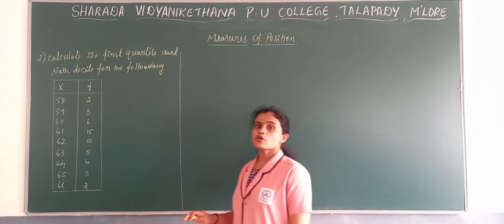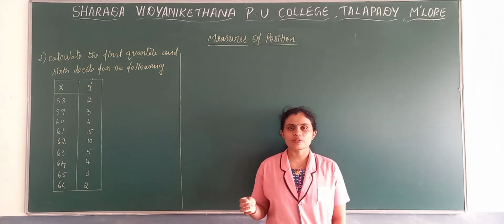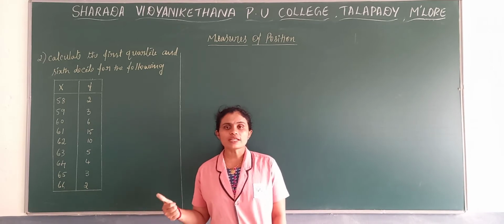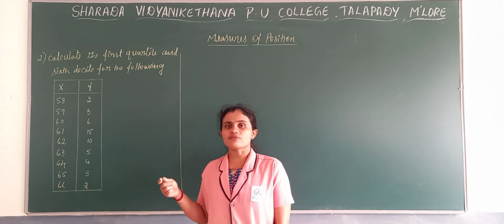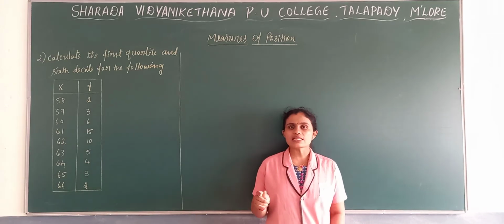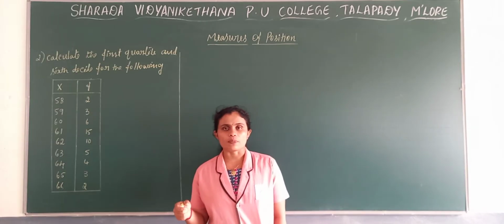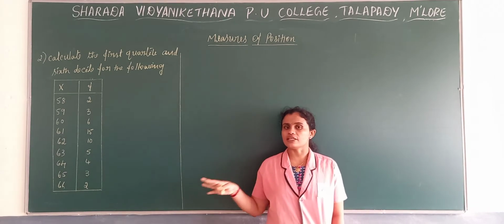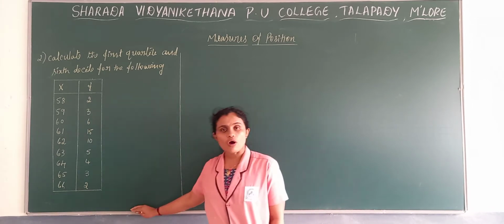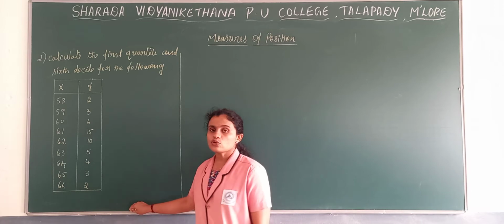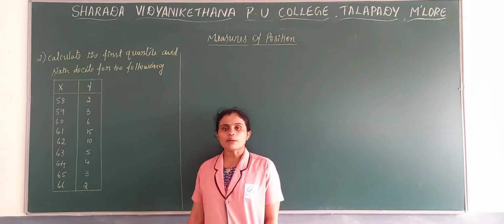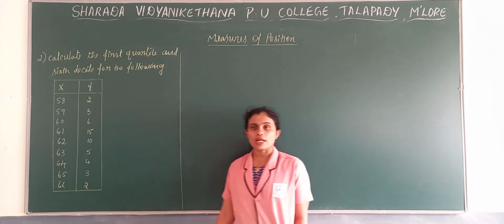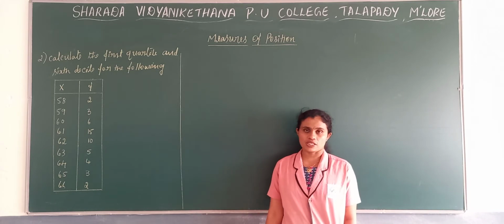What are the different types of measures of position? We have four types: median, quartiles, deciles and percentiles. Quartiles is where we divide the given data into 4 equal parts, deciles we divide the given data into 10 equal parts, and percentiles we divide the given data into 100 equal parts. We have also seen the formulas for ungrouped data and grouped, discrete and continuous data, and we completed the problem of ungrouped data where we applied the ungrouped data formula for quartiles, deciles and percentiles.